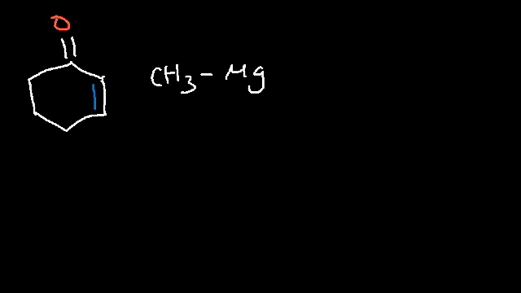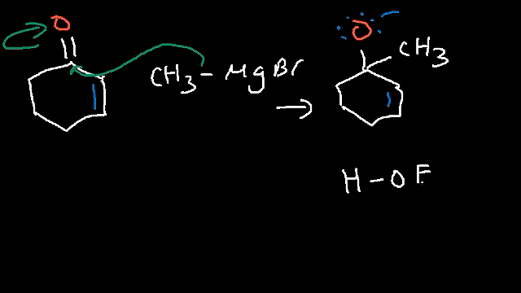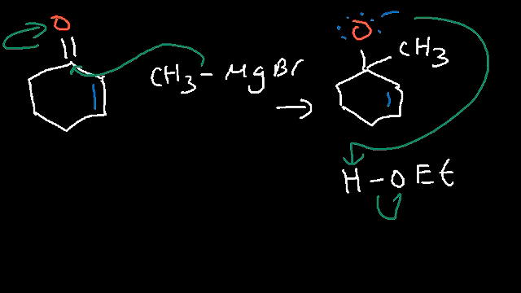So the Grignard reagent is going to attack this carbon, causing the pi bond to break. And so here's the CH3 group. And then our last step is to grab a hydrogen from the solvent, which in this case is ethanol. And so we're going to have this product.